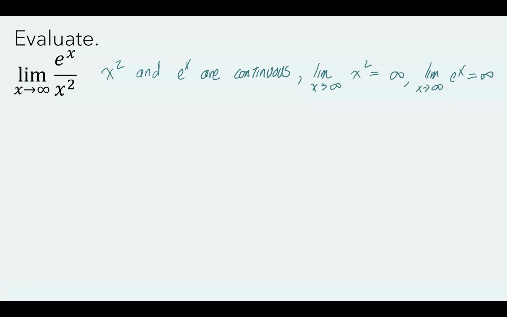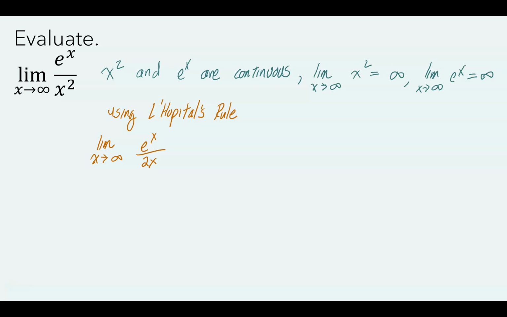X squared and e to the x are continuous. We're not going to do limits. We're going to use continuity to avoid limits. Limit as x approaches infinity of x squared is infinity. Limit as x approaches infinity of e to the x is also infinity. So we're going to use L'Hopital's rule and keep our limit as x approaches infinity out front. Numerator is now the derivative of e to the x, which is, of course, e to the x.